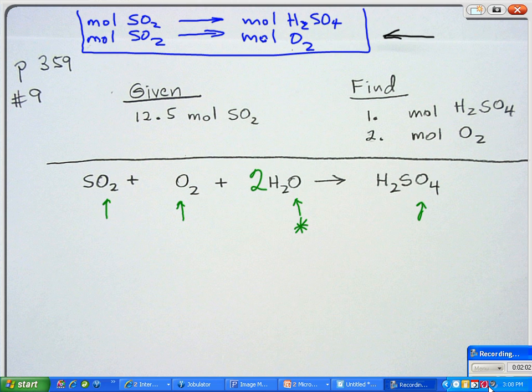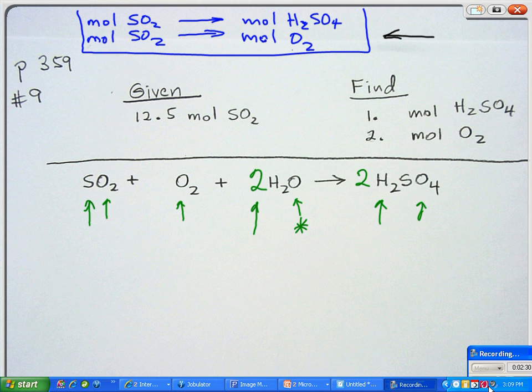Now let's check everything out and see if that simple little thing was able to get the whole thing balanced. Did I mess anything up? What got messed up? Okay, the hydrogens got messed up. I have 2 on the right, and on the left, because of this 2, I've got 4 hydrogens. Yeah, we can multiply our sulfuric acid by 2. Now let's see if we're totally in balance.